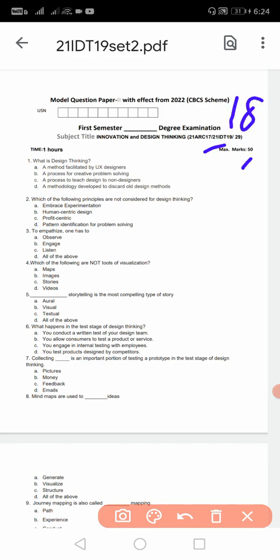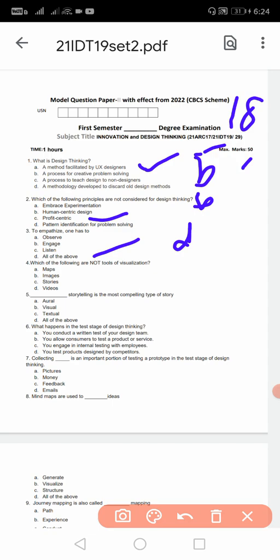So first paper, first question, what is design thinking? For the first one, the answer is a process of creating problem solving. Question number 2, which of the following principles are not considered for design thinking? For the second question, the answer is C, that is profit centric. Third one, to empathize, one has to observe, engage, listen, all of the above. So it is all of the above. Okay, so here it is B, and here it is B, and here it is D.